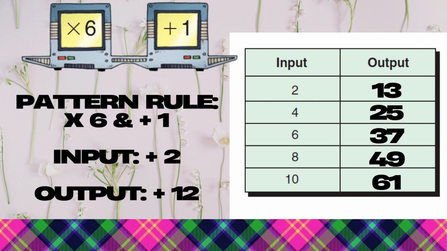So the pattern rule here to relate the input to output was to first multiply the input by 6 and then add 1 to get the output. The input rule was that it starts at 2 and increases by 2 each time. The output rule is that it starts at the number 13 and increases by 12 each time. Okay, if you had it, congratulations, great job. If not, that's okay, we're still learning.